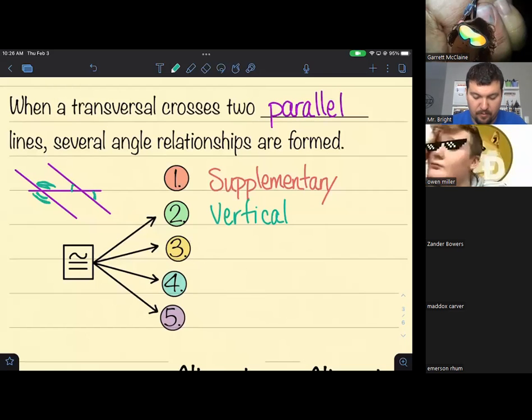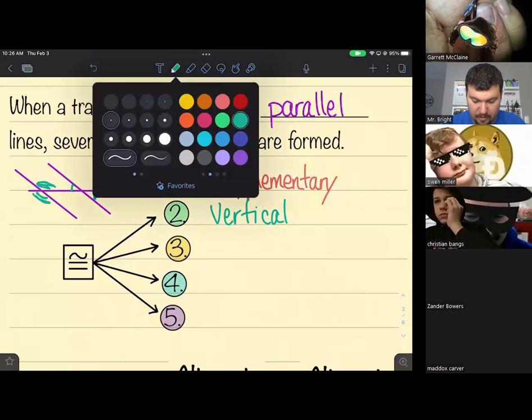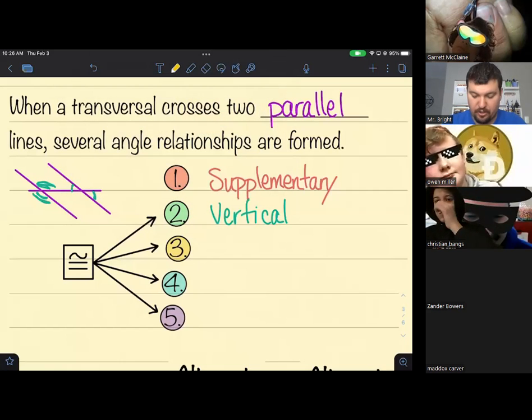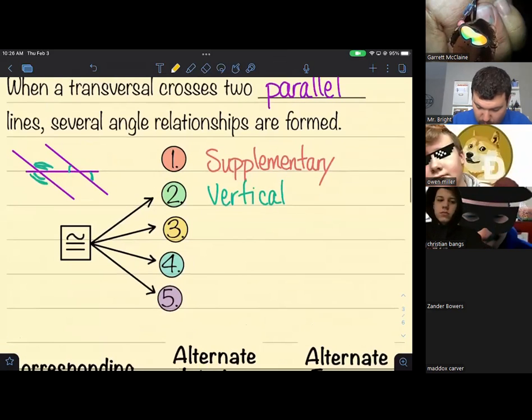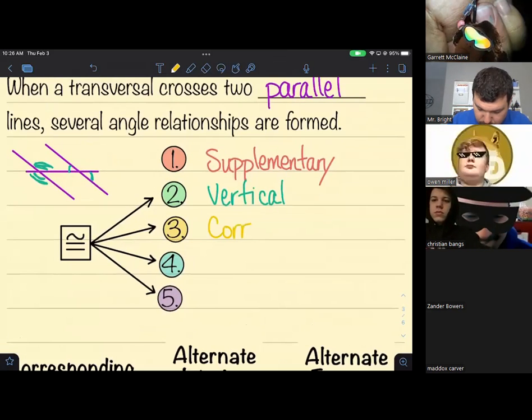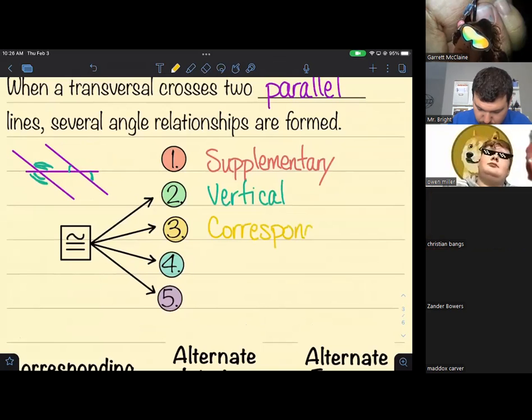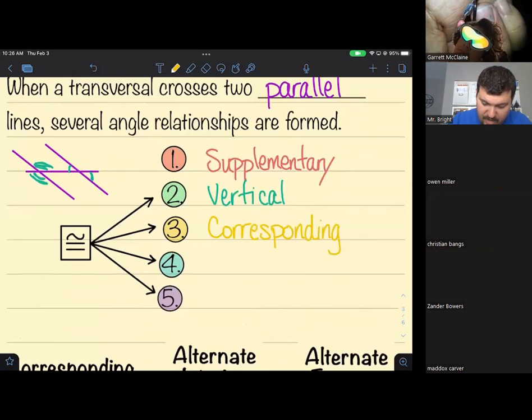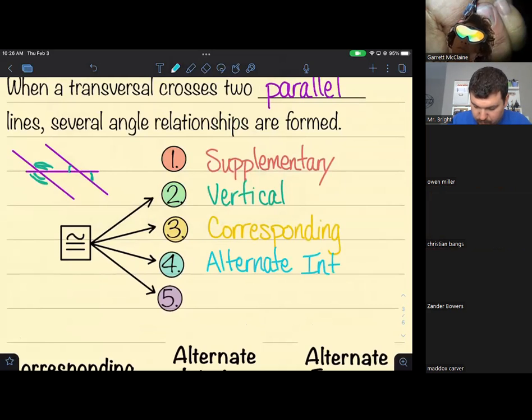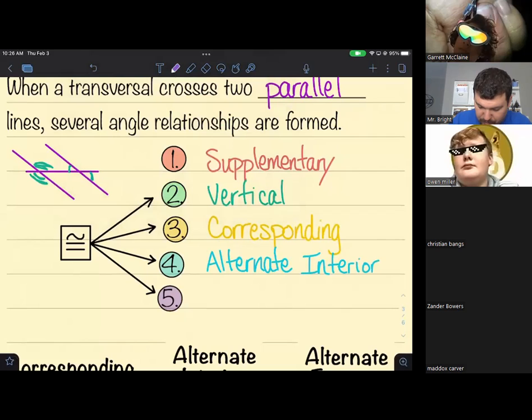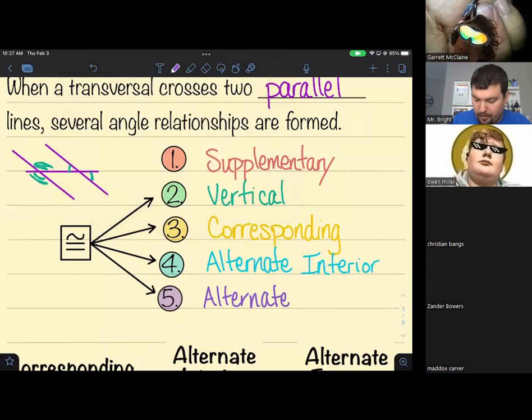There's 3 other types of angles that we're going to see here. And so they're also going to give us congruent angle relationships. The first one that we're going to see here is corresponding. The next one we're going to see is alternate interior. And then the last one we're going to talk about is alternate exterior.